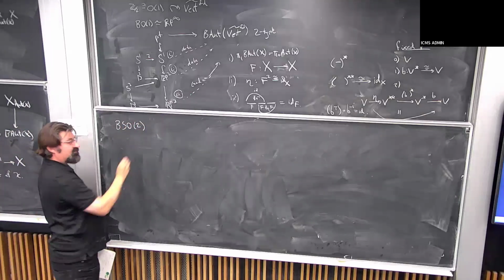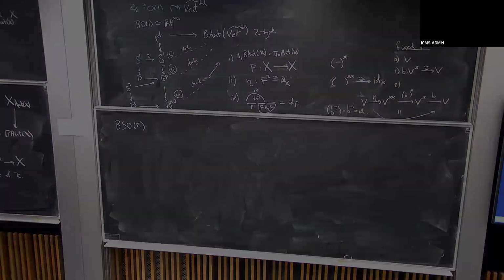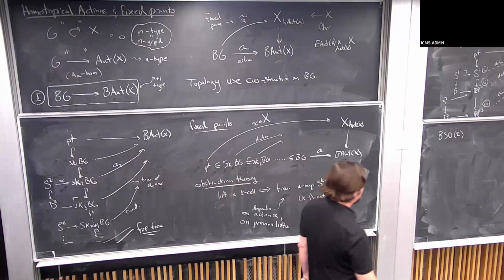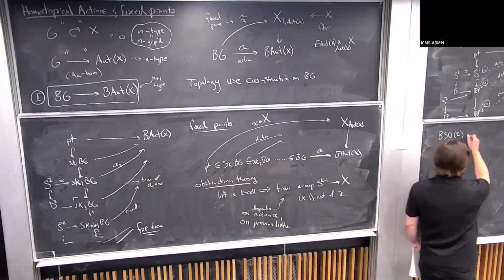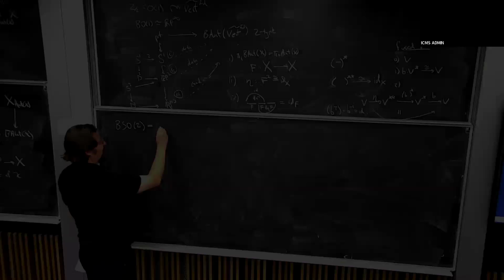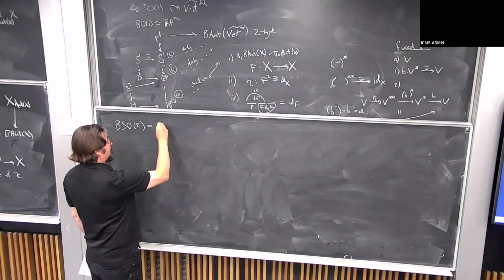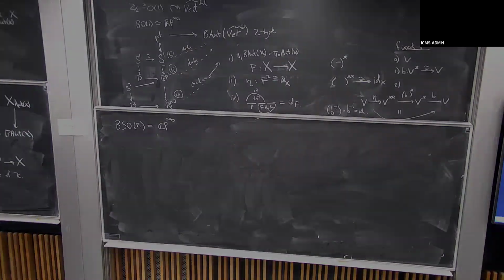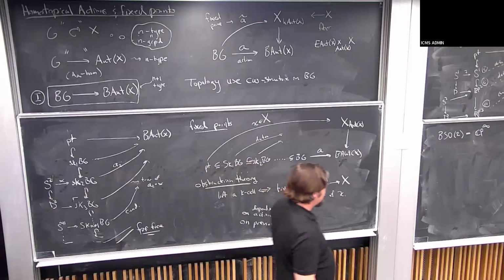What about SO2 actions? I want to talk a little bit about SO2 and SO3, but briefly, for the sake of time. So BSO2 is still something pretty nice. Here's the CP infinity. It also has a nice uniform CW structure that we can understand.